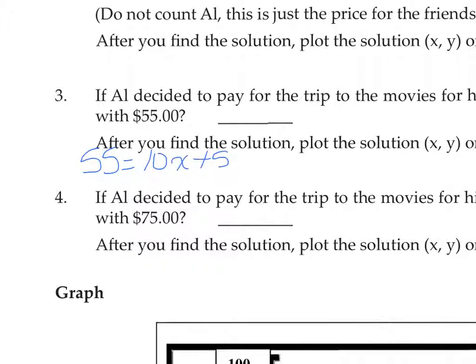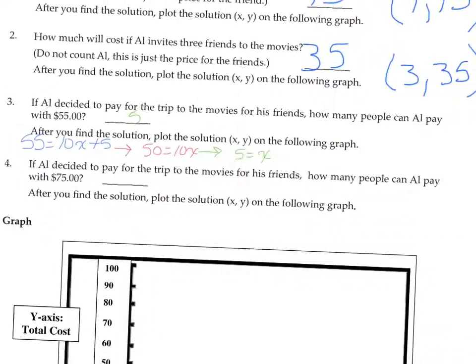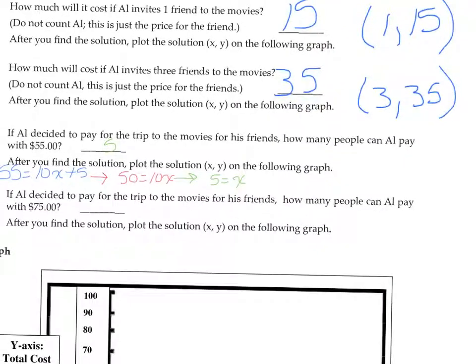To solve this, we will have to isolate this x, which means subtracting the 5 from both sides. Well, that will give us 50 equals 10x. And to solve this, we'll have to divide by 10. So dividing by 10 will give us 5 equals x. So for $55, Al can bring 5 friends, and that's going to make another ordered pair for us. 5 friends, $55.